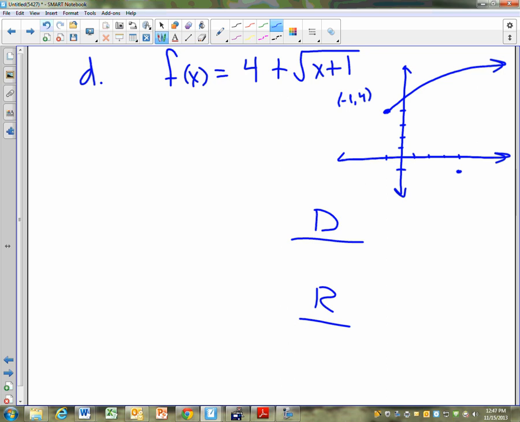What's the domain of this function? Can you plug in x values right here? No, only x values that are greater than or equal to -1. So the domain is from -1 to infinity. What's the range of this guy? Can you get all values down here? Only values from 4 on up. So the range is from 4 to infinity.